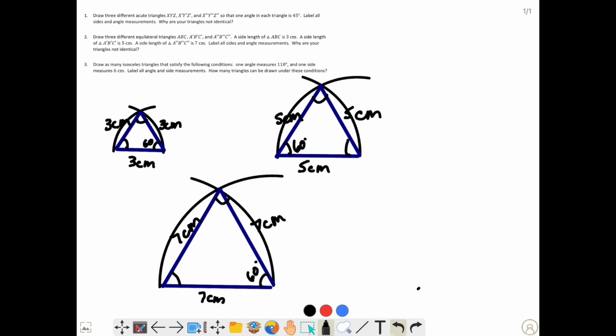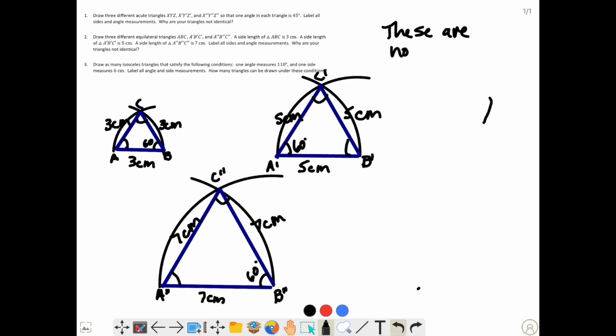We also need to label the corners of our triangles using the letters that were given in the problem. So A prime, B prime, C prime, A double prime, B double prime, C double prime. And then we have to answer the question.